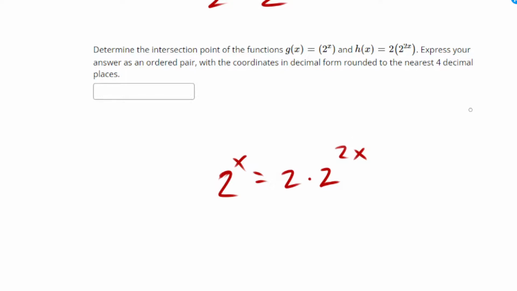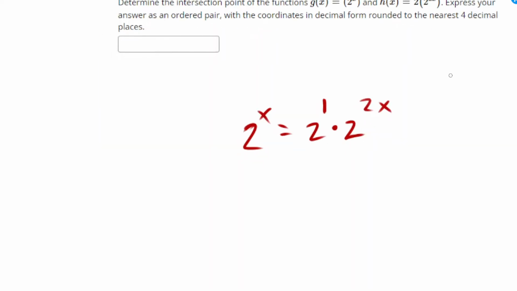Hold on, let me think about this for a minute. Okay, if you remember, we have 2 to the 1 times 2 to the 2x. When you see a 2, you can assume that it's to the first power. When you see any integer, you can assume that it's to the first power. Like if you see 9, it's going to be 9 to the first. There's an implied 1 there, and it's important to put that back in when we're doing this.